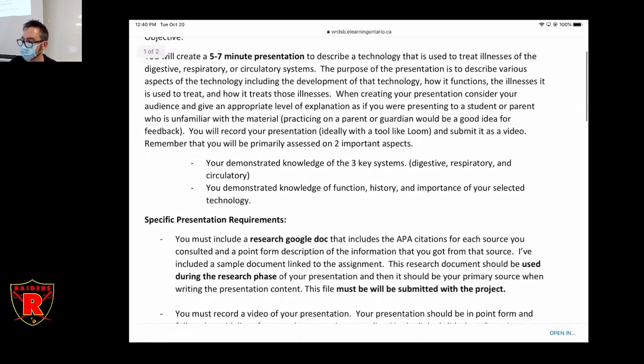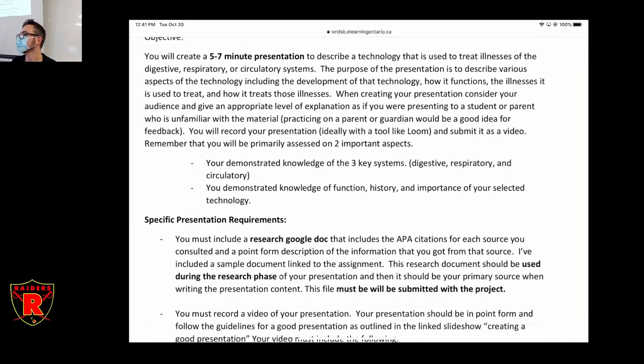When you're giving your presentation, consider the audience. So think about explaining these concepts to a student who is not in this course, okay? Hasn't taken grade 11 biology. That's really what you're shooting for in terms of level, okay? So you want to include all the vocabulary and everything that you've learned in the course, but you're also going to be explaining that stuff to them as you go. That's kind of the point.